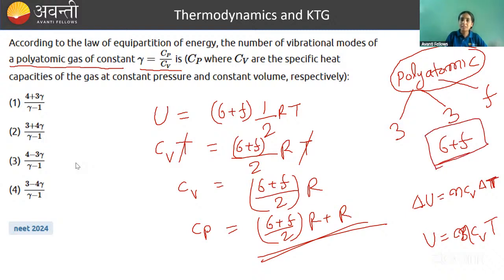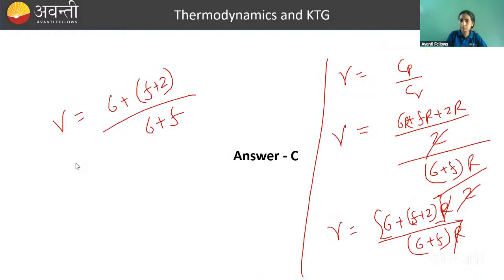Internal energy is always written like delta U is nCv delta T, U is nCv T. So here what I did is I wrote the internal energy at temperature T. From there I calculated Cv, then I calculated Cp. I wrote Cp by Cv is gamma because here already given Cp by Cv is gamma. So then in terms of gamma, we can calculate what? We can calculate degree of freedom.